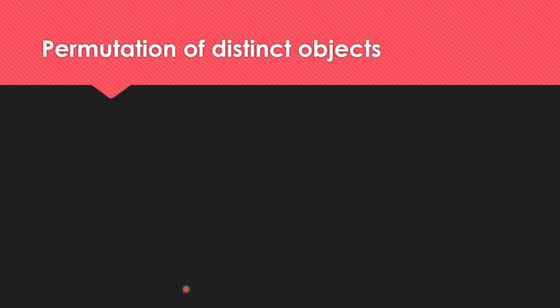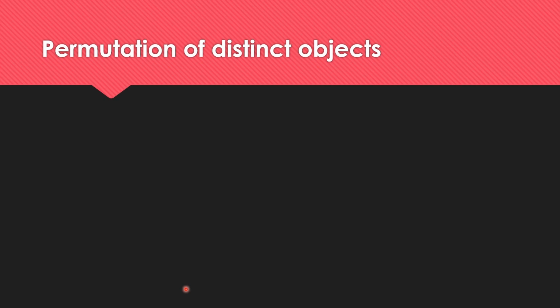Before we go further, since we are focused on permutation of distinct objects for this video lesson, it's very important that we define first what a permutation of distinct objects is, because we will also be talking about permutation of non-distinct objects in our next video lesson. And it's very important that you determine the difference between these two kinds of permutation in a line.